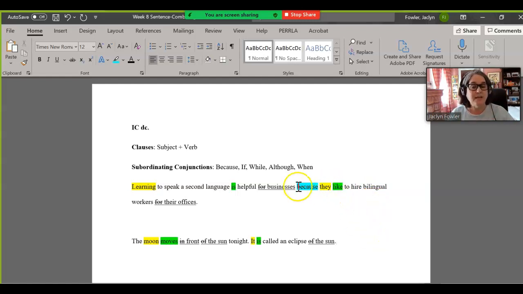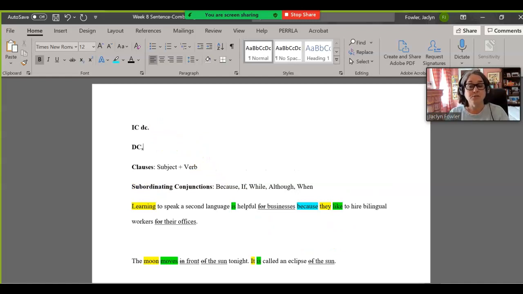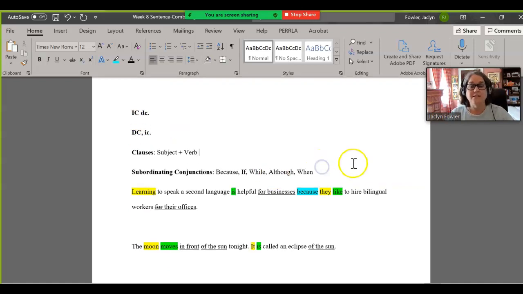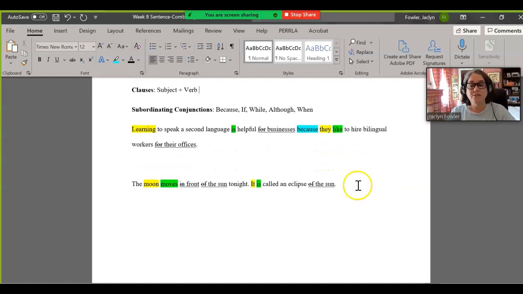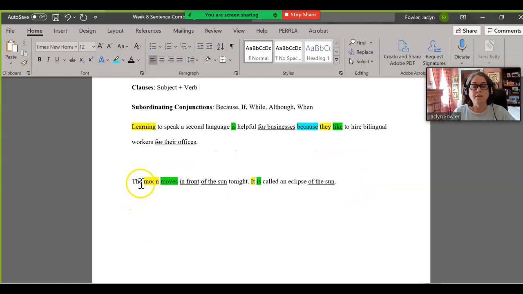And you notice because the dependent clause comes at the end of the sentence, there's no punctuation between the independent and the dependent clause. Now, just to remind you, if the dependent clause comes first, there is a comma between. But when it comes at the end of the sentence, there's no comma. So let's do the second one. The moon moves in front of the sun tonight. It is called an eclipse of the sun.